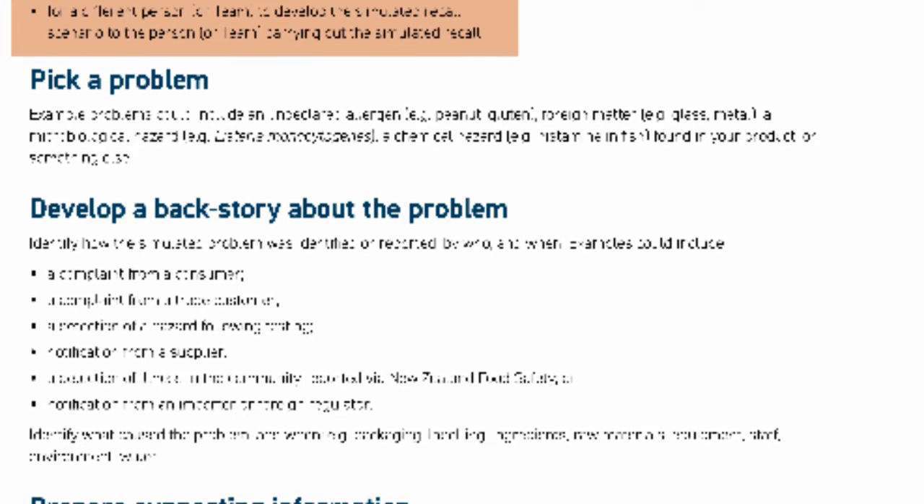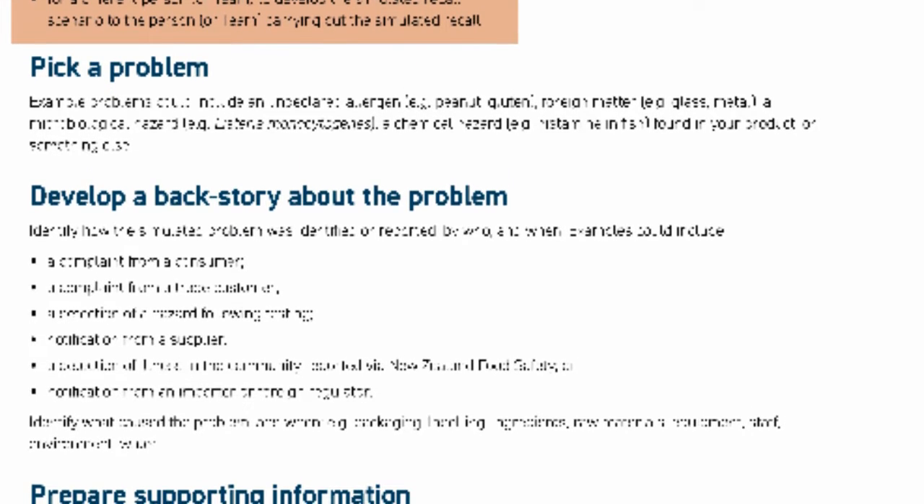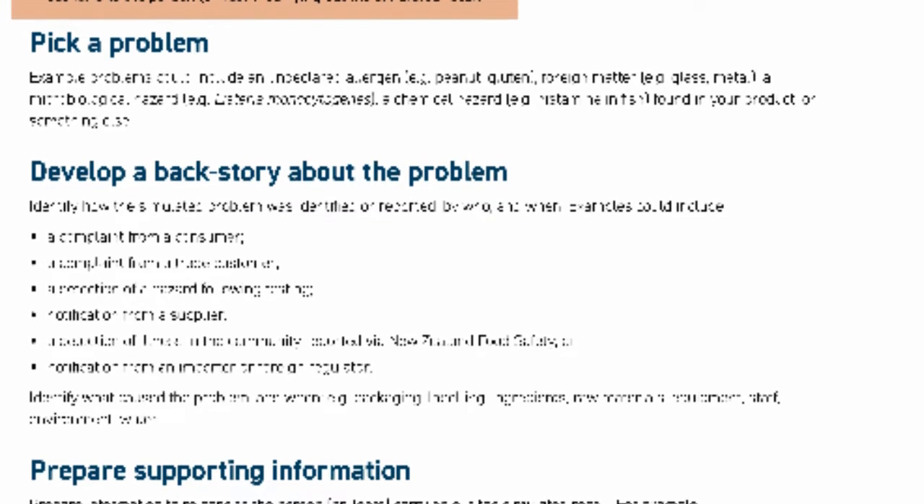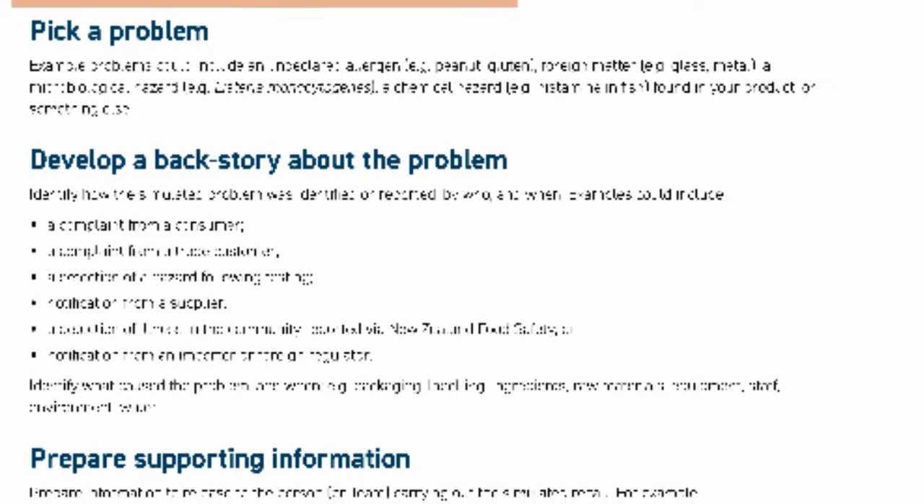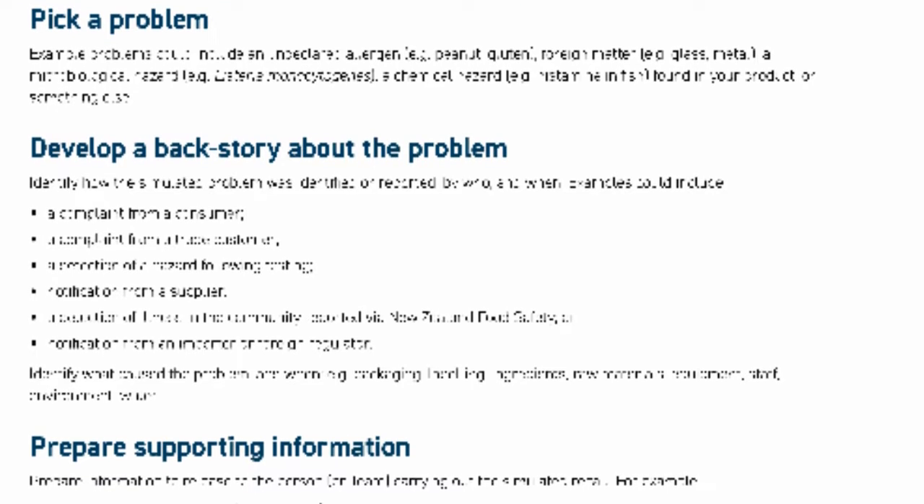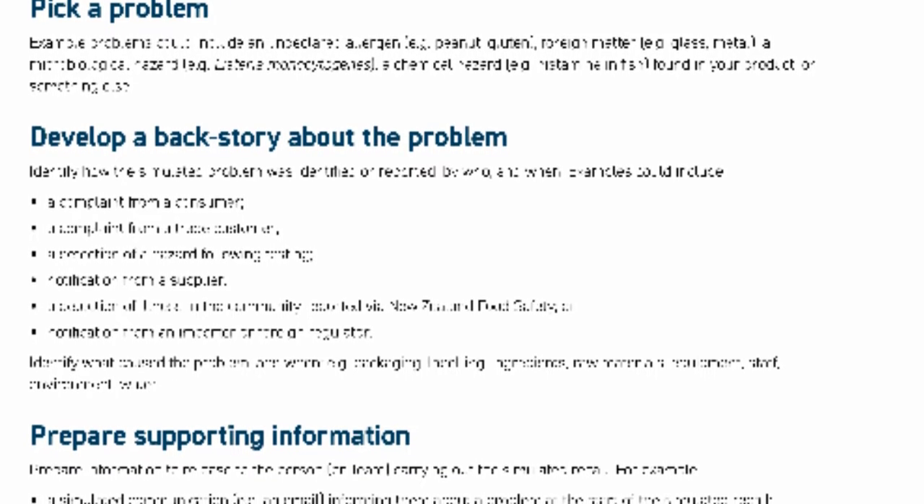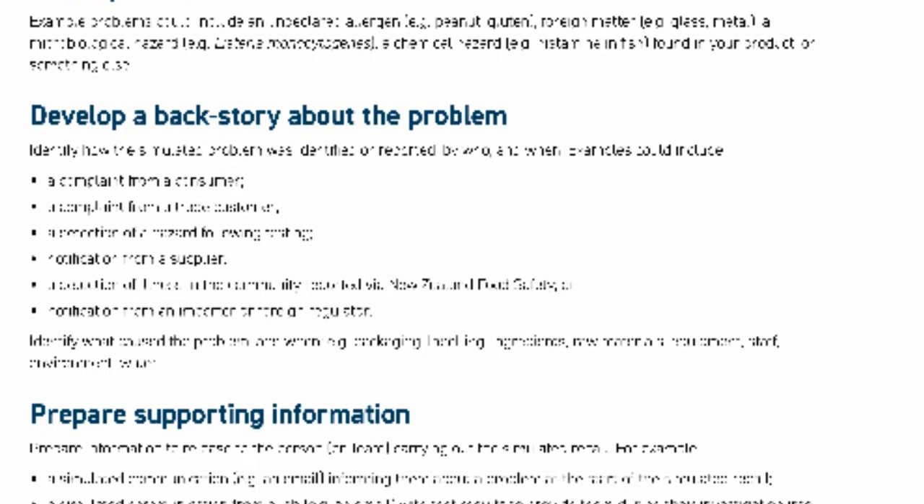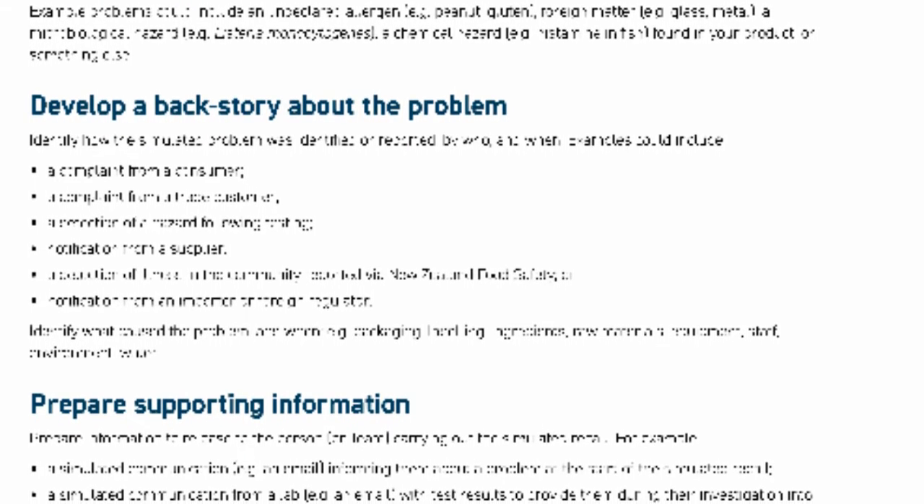Identify what caused the problem and when, for example, packaging, labeling, ingredients, raw materials, equipment, staff, environment, water. Prepare supporting information. Prepare information to release to the person or team carrying out the simulated recall.